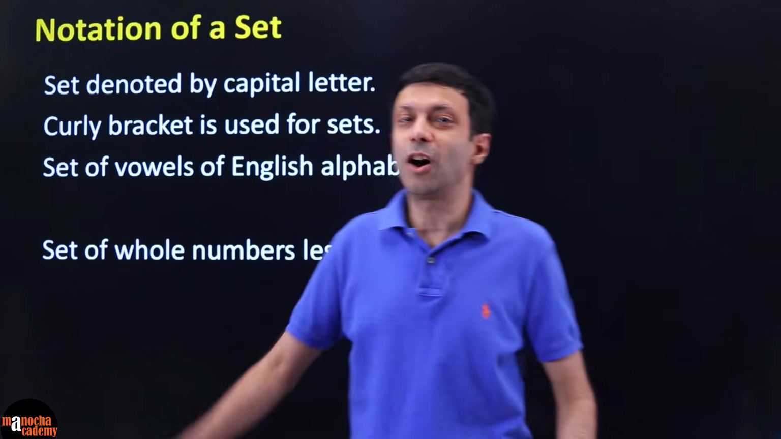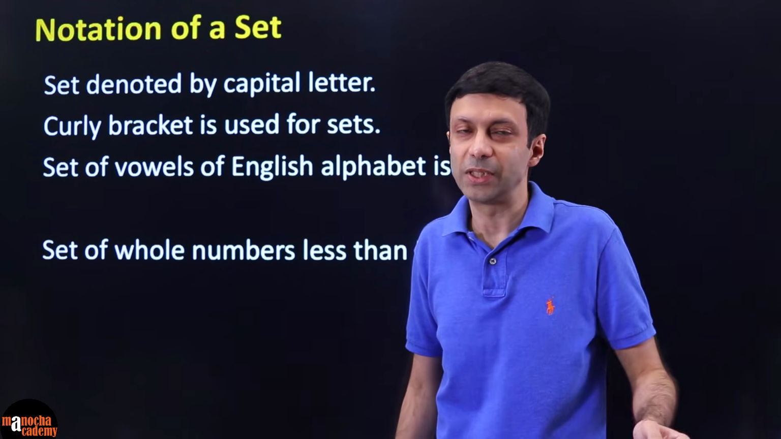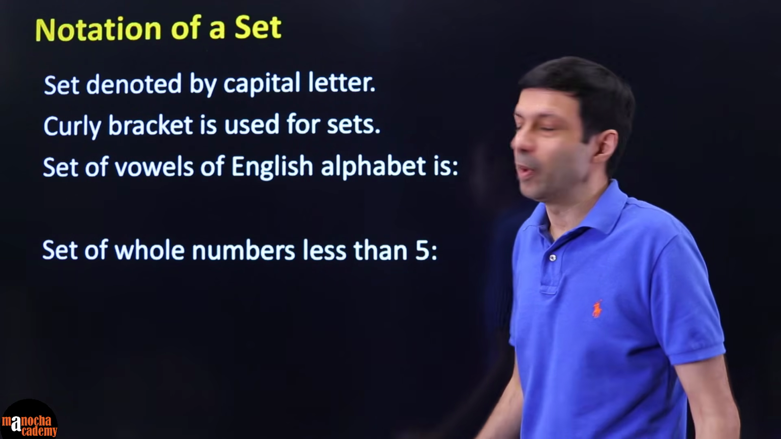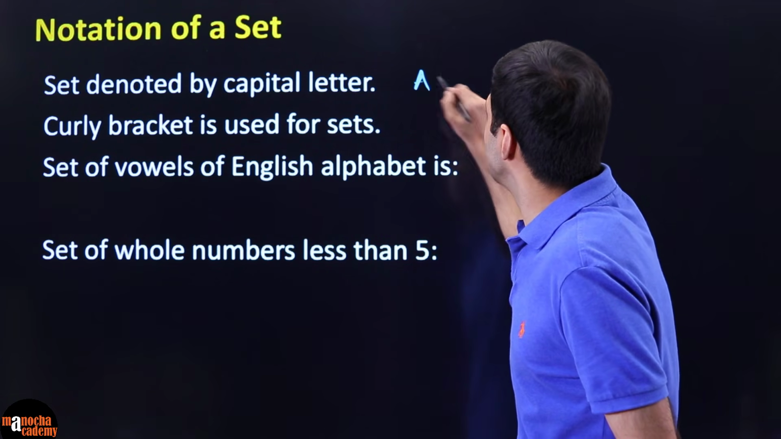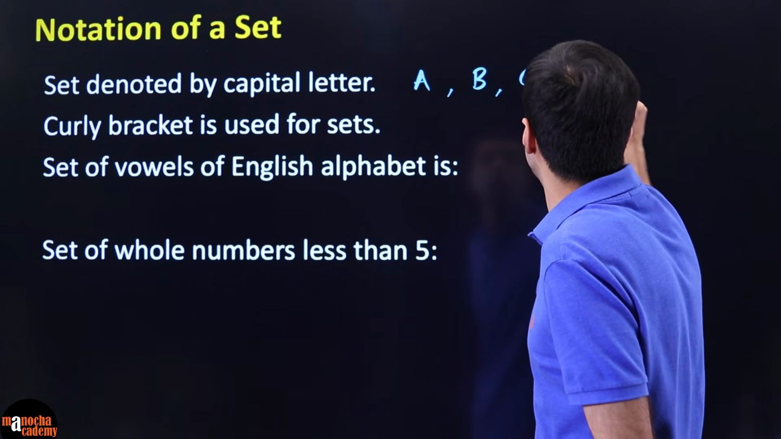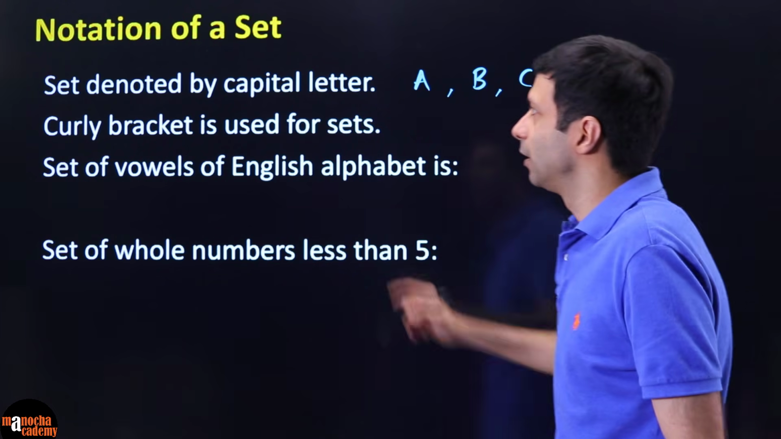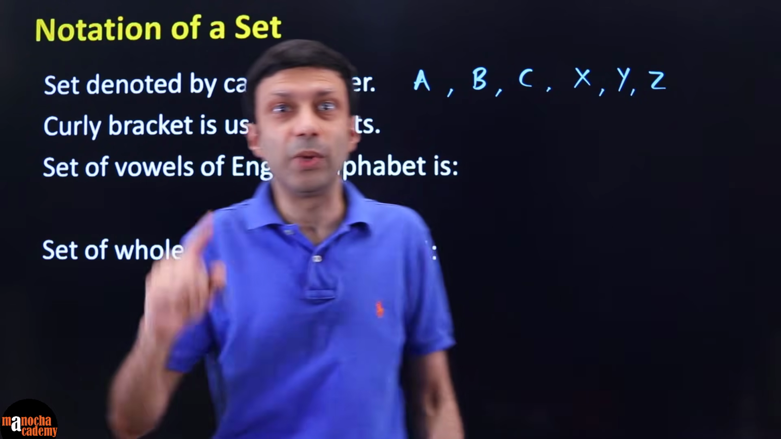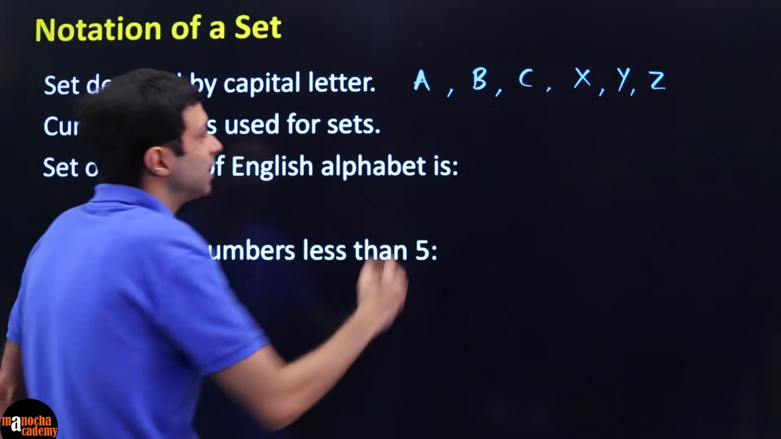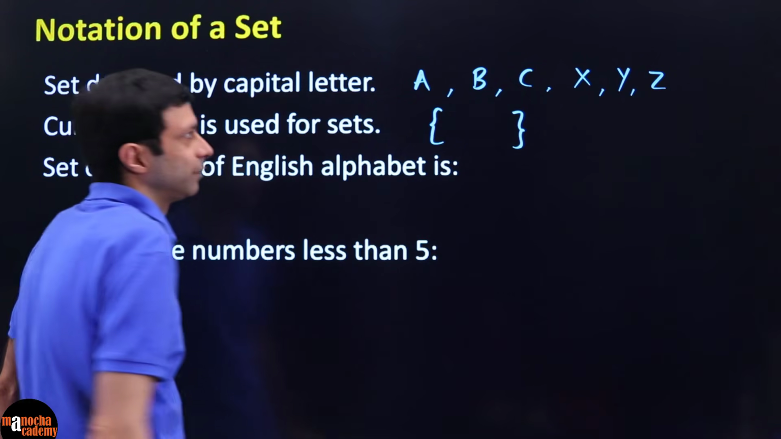Now let's look at the notation of a set. That is, how do we represent or write down a set? Sets are always denoted by capital letters. So remember, if you're denoting a set, you can use any capital letter like A, B, C, X, Y, Z, whatever you want. But please use a capital letter. Sets are always represented within curly brackets. So do not use casual brackets like this. Always use curly braces, curly brackets.